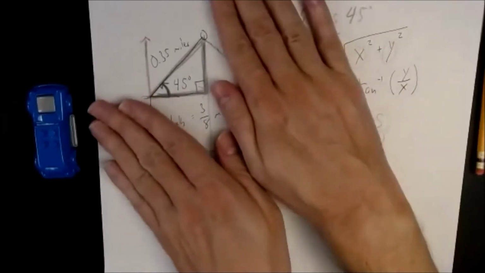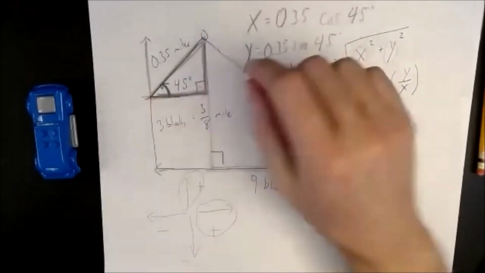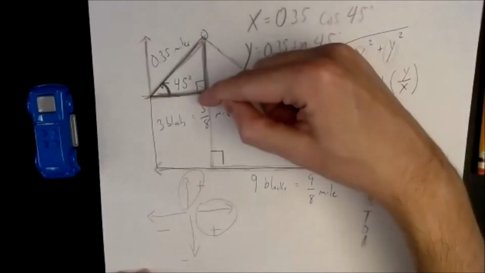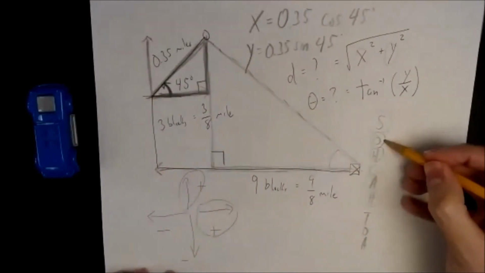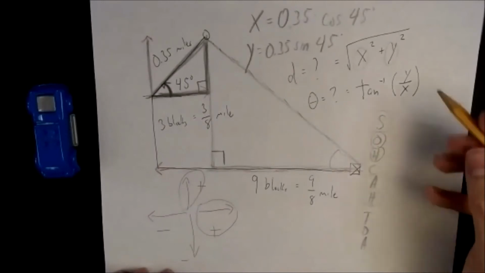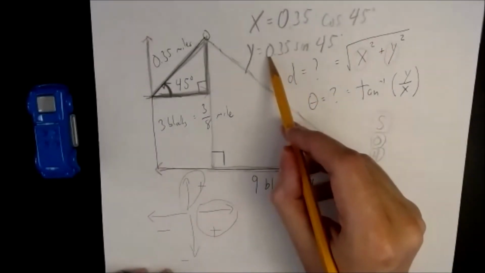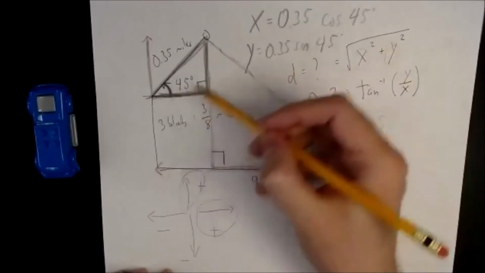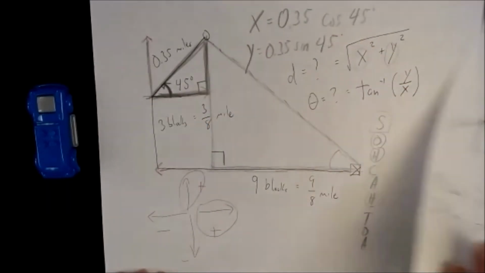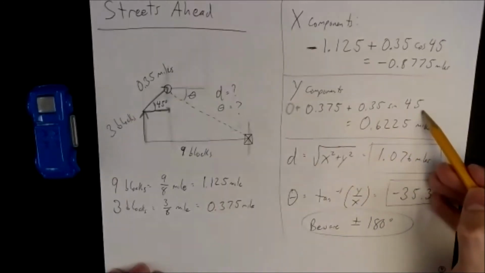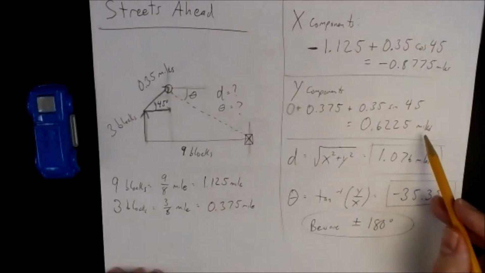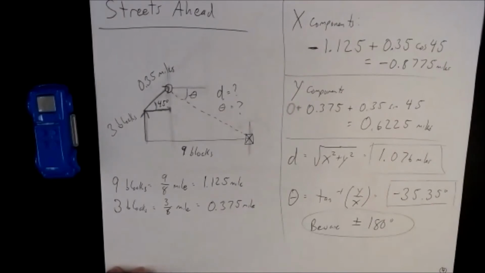We ignore everything else happening on the page. We say this is the opposite side. And so opposite is sine. And so the y component is going to be 0.35 times the sine of 45 degrees. So we include that there, 0.35 sine of 45. We ask our calculator what that makes, 0.6225 miles.